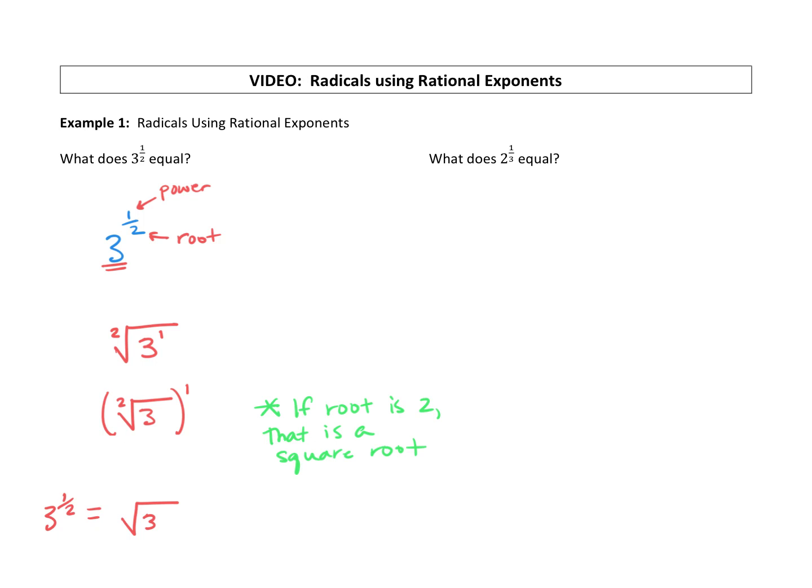Okay, so following that same thinking, let's go through another example. What does 2 to the 1/3 power equal? So again, we're taking it slow here. When you have a rational exponent, the numerator of that rational exponent is the power. The denominator is the root. So what does this equal?